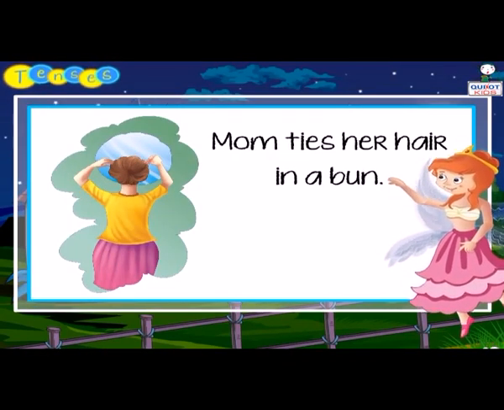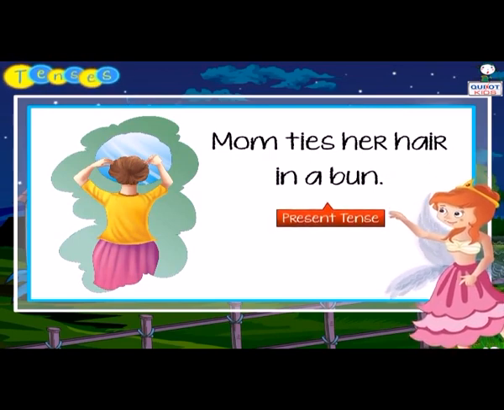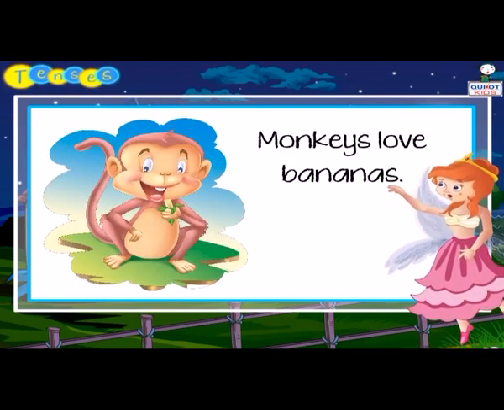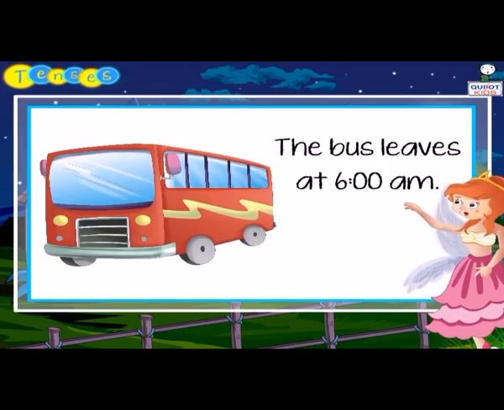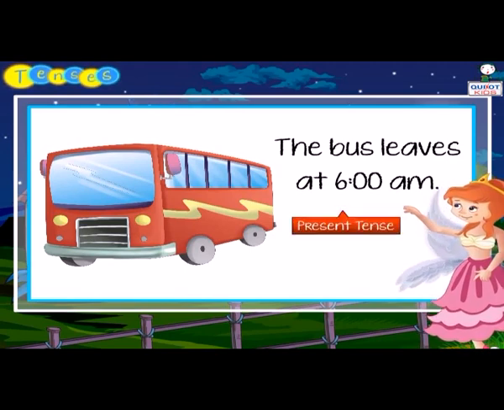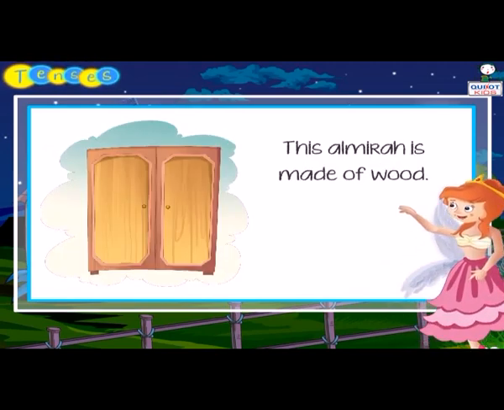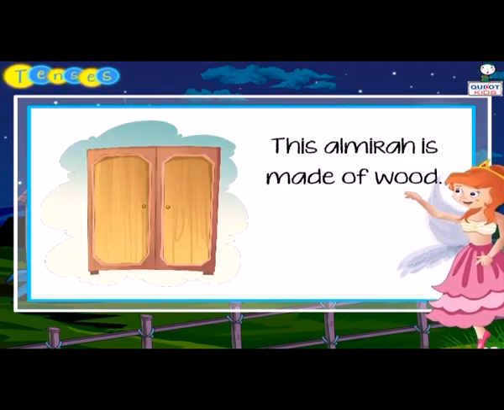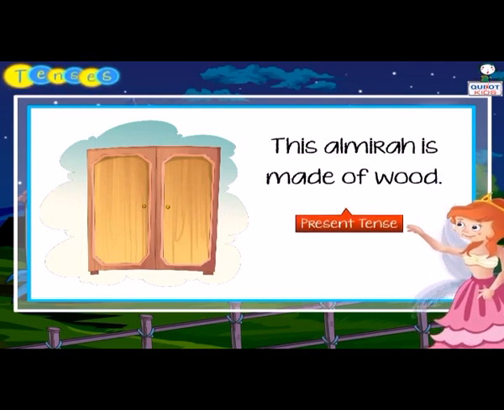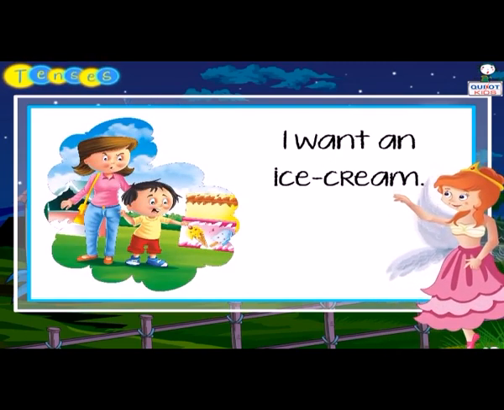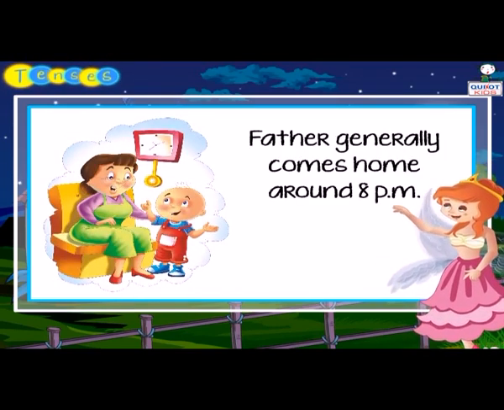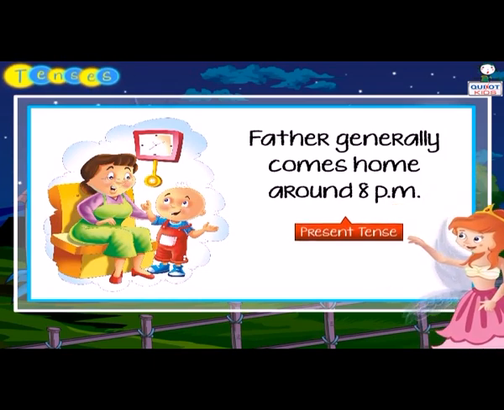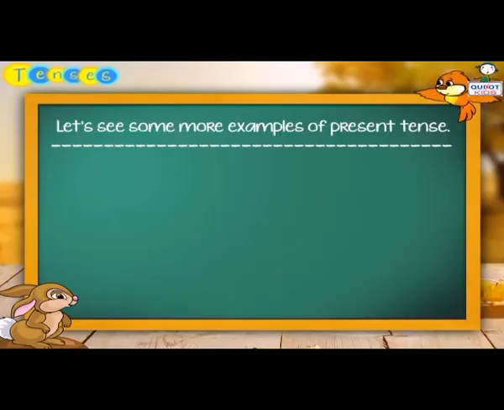Mom ties her hair in a bun. Present tense. Monkeys love bananas. Present tense. The bus leaves at 6 a.m. Present tense. This almirah is made of wood. Present tense. I want an ice cream. Present tense. Father generally comes home around 8 p.m. Present tense. See some more examples of present tense.